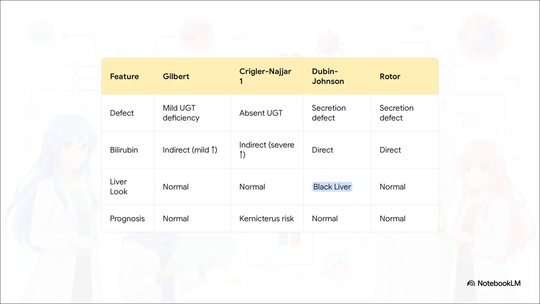And this table right here, this is pure gold for the TUS. It's the hereditary bilirubin disorders. Just notice the beautiful pattern. Gilbert and Crigler-Najjar are indirect bilirubin issues, problems with the UGT enzyme. On the flip side, Dubin-Johnson and Rotor are direct bilirubin issues, problems with secretion. And of course, you absolutely cannot walk into the exam without knowing the number one buzzword for Dubin-Johnson, the black liver.